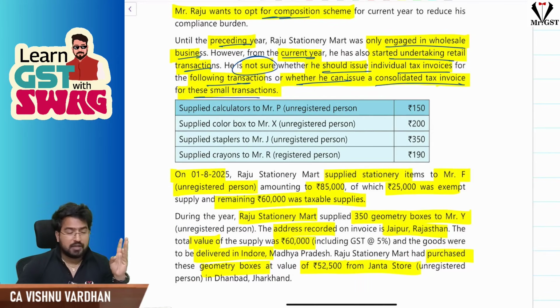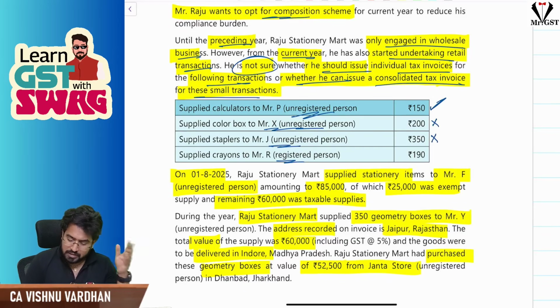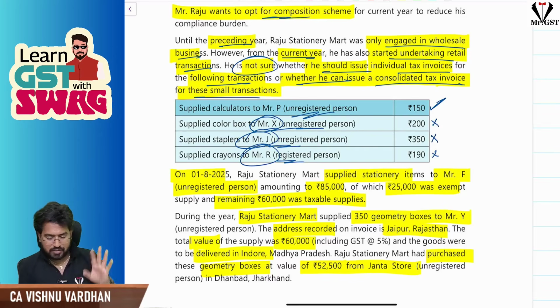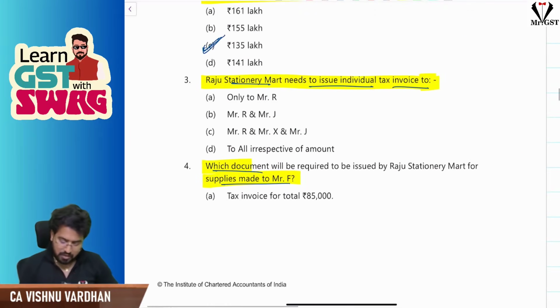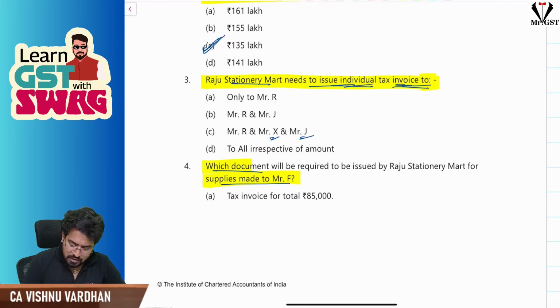Unregistered person, less than 200, and the recipient doesn't need a tax invoice: you can consolidate. Unregistered person, 200 or more, you cannot consolidate. Registered person, whatever it is, you cannot consolidate. So for these people you should give an individual tax invoice: to Mr. X, J and R. So he needs to issue individual tax invoices to Mr. X, J and R. This is the option.